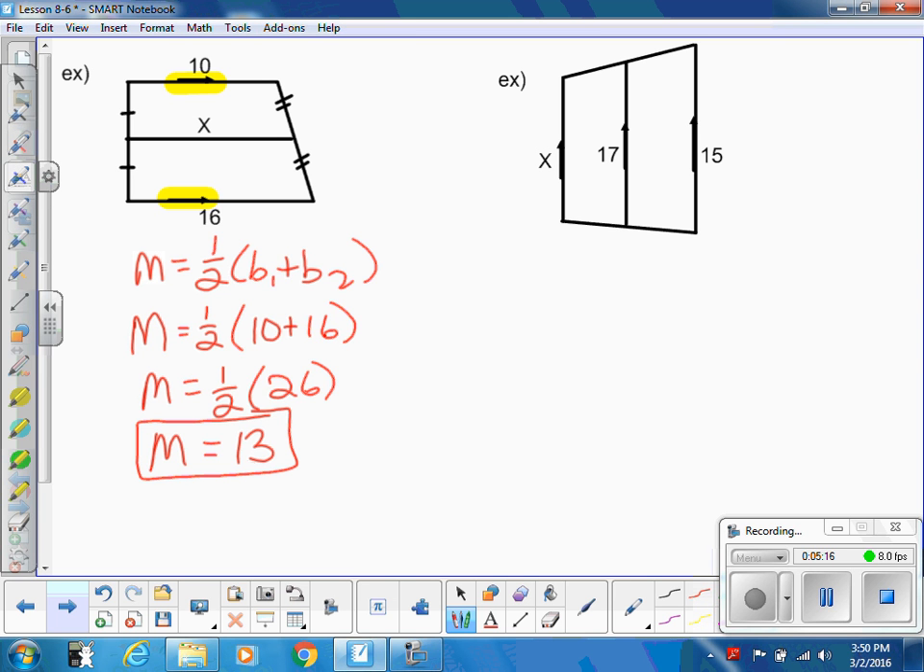And again, I'm going fairly quickly, so if you need to stop, review the problem, go through it a second time, do that. On the second one, they give me the midsegment. Well, you still are going to use the same formula. Midsegment equals 1/2 the sum of the bases. Except here, this time, we're going to put 17 in for the midsegment.